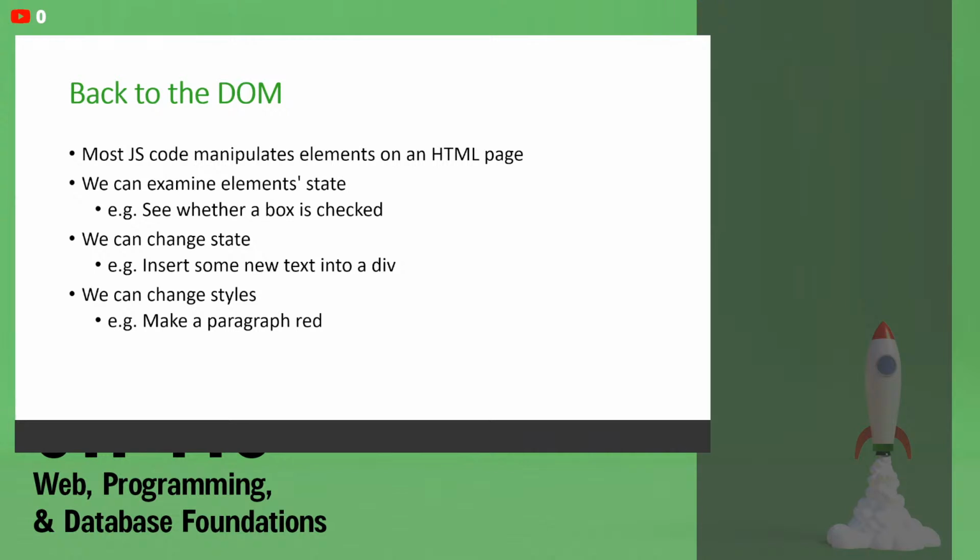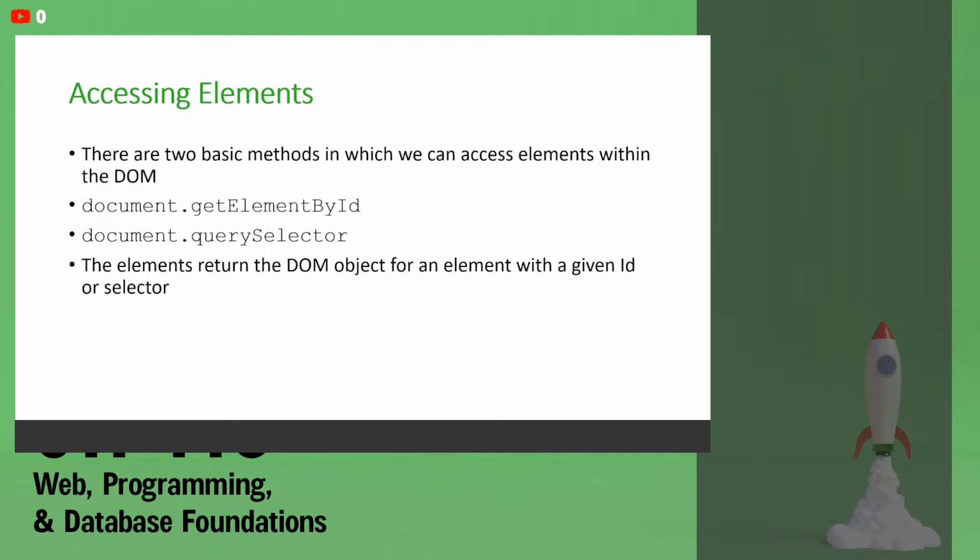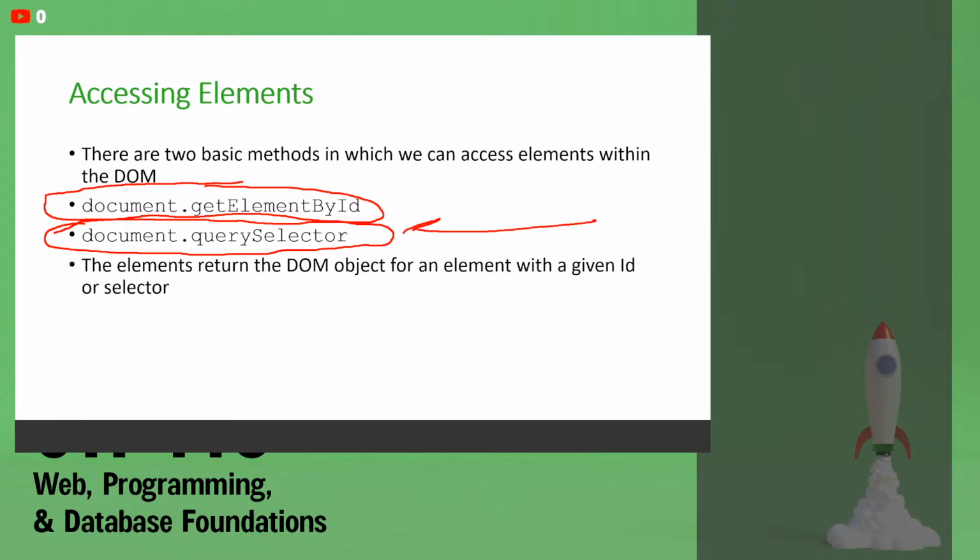So one thing that we want to do is be able to access elements. And there are two basic methods we can use to access elements within our DOM. And we are going to focus on this one. Although, honestly, I think this one's easier. So you know what? Let's just do query selector. So let's forget about get element by ID. Let's do query selector instead, because I think query selector is easier, so we're going to use query selector for our purposes here.